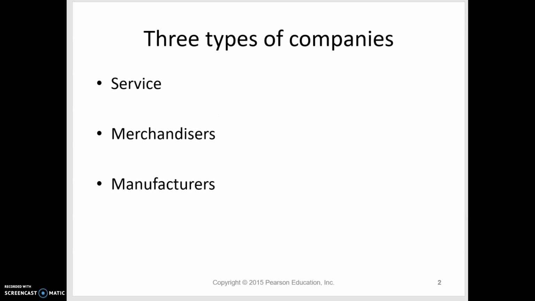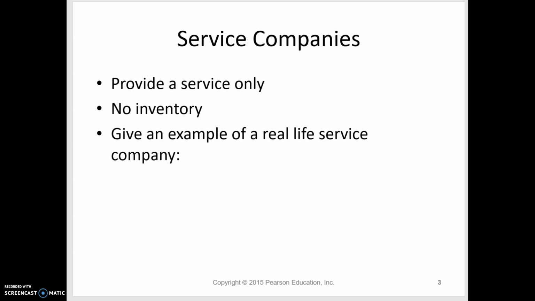So we know there's 3 types of companies: service business, merchandisers, manufacturers. In financial accounting, we started talking about service companies, right? That they earn their revenue by providing a service for a customer. They don't have any inventory. So an example of a real life service company would be H&R Block. They do tax returns for people.